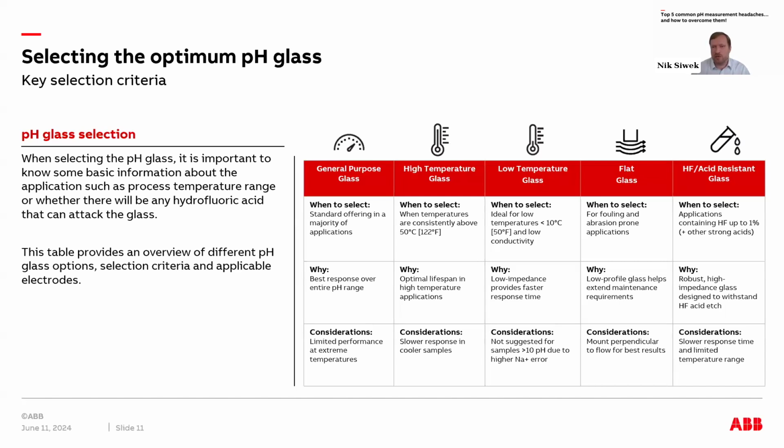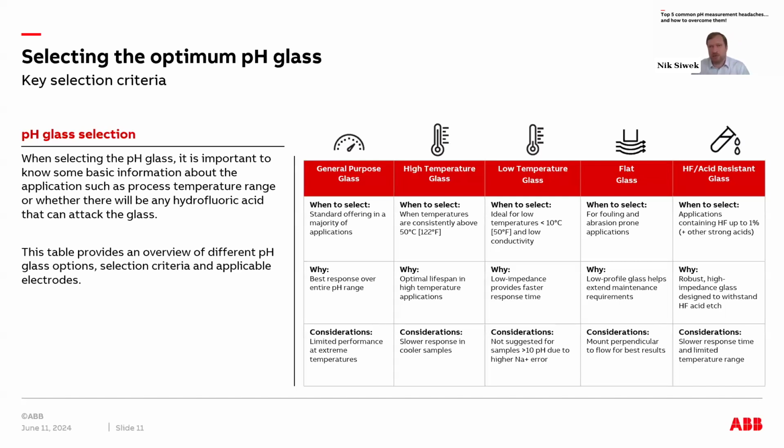The first one you probably run across is general purpose glass. This is basically a jack of all trades. It works over the widest range of pH. It has very good results from top to bottom, but there are some limitations, especially when we start going to very cold temperatures or very high temperatures. The response might not be as great at the very low end, and it might not last as long at the very high temperature end. But in between, it's a good go-to sensor that works really well in most applications.